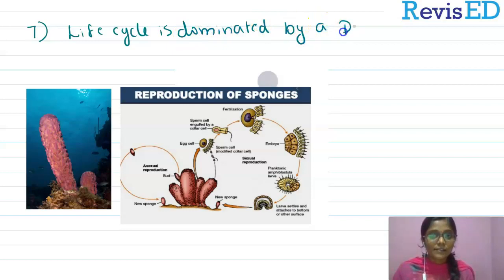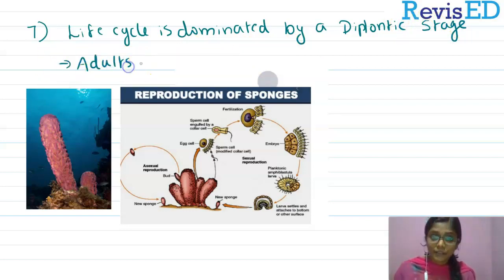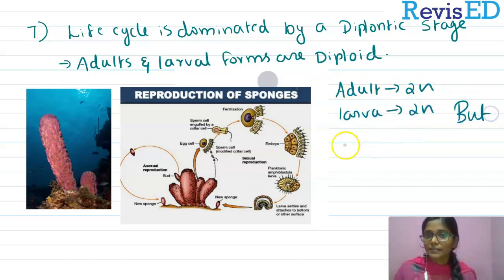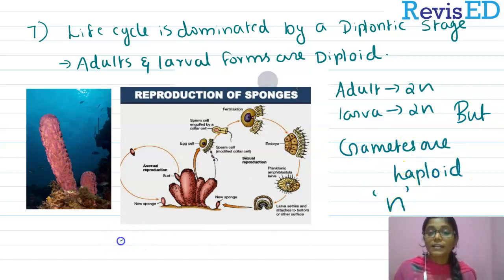these organisms contains a dominant diploid state. That is, life cycle is dominated by a diplontic stage where adults are diplontic and the larval forms are also diplontic, but the gametes are haploid in nature. Do you remember the sponges? Yes, we have discussed in the first session, right? The adult stage and the larval stage both are diploid in nature, but the gametes of this organism are haploid.